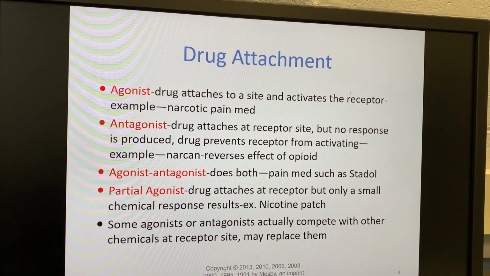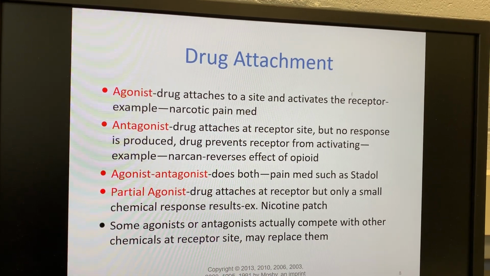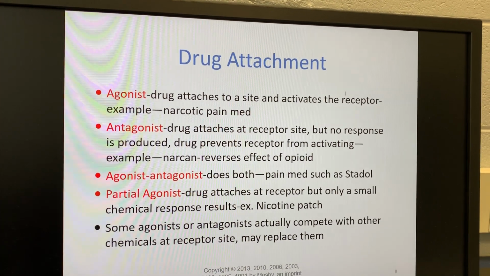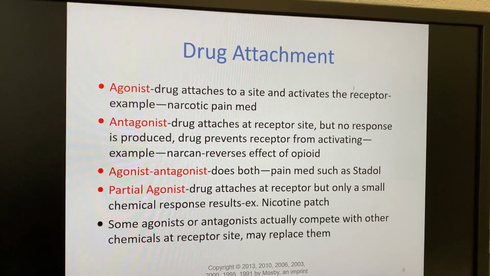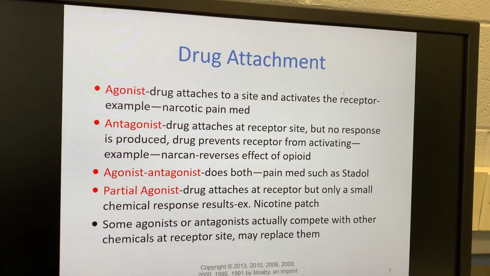Then you get something that's called a partial agonist. This drug attaches at the receptor site, but you only get a small chemical response, not the full one. And so an example of that would be a nicotine patch.